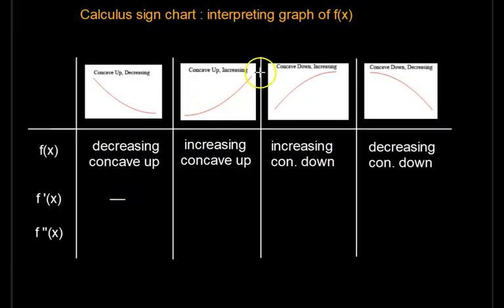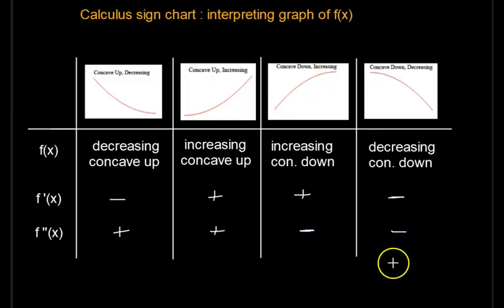This one is increasing. For an increasing function, the first derivative is always positive. This one is again increasing, so the first derivative is going to be positive. For this decreasing curve, the first derivative is negative. Next is concavity. Concavity always deals with the second derivative. When the part of the curve is concave up, the second derivative is positive, and when the part of the curve is concave down, the second derivative is negative.